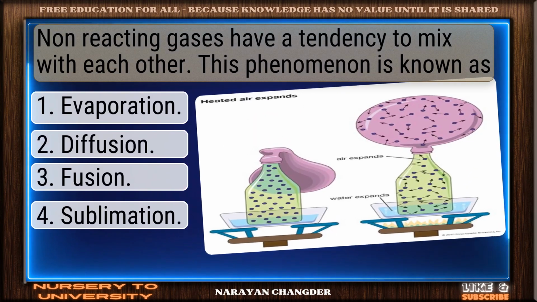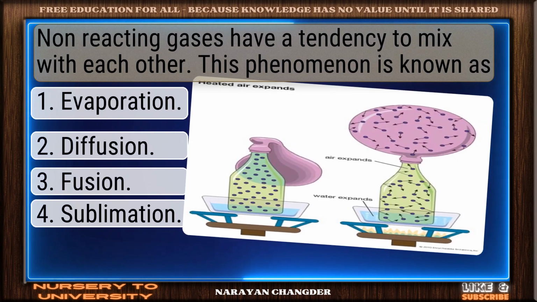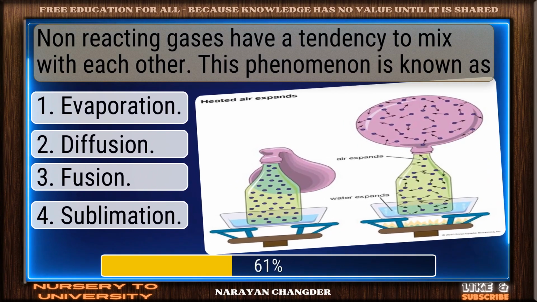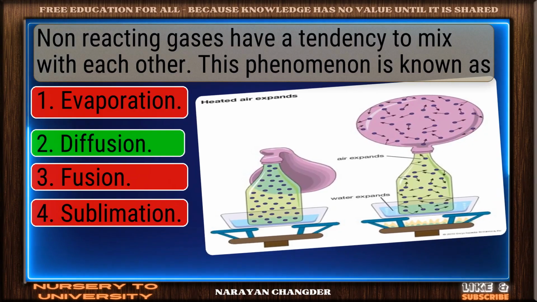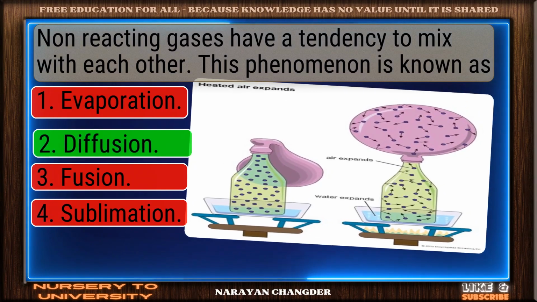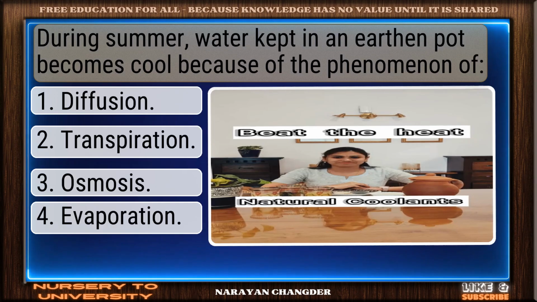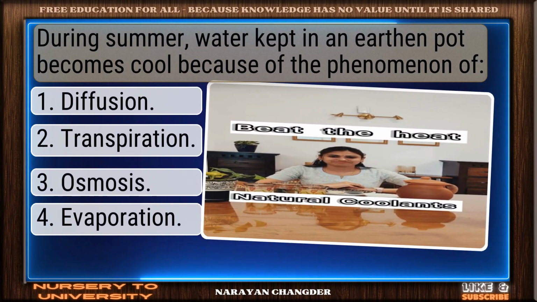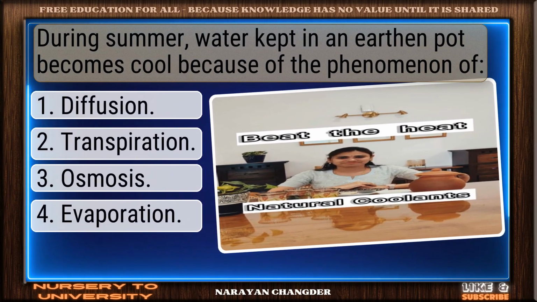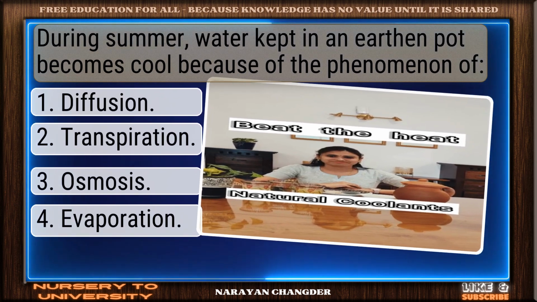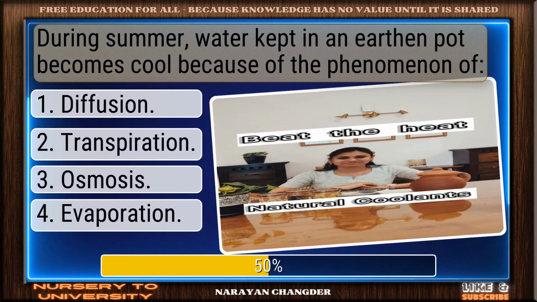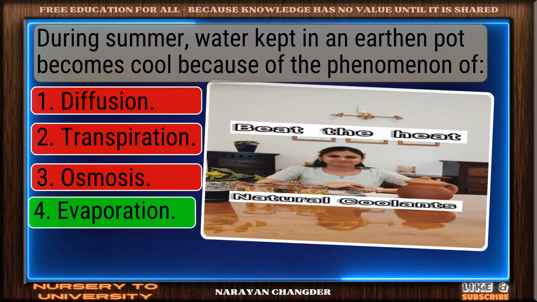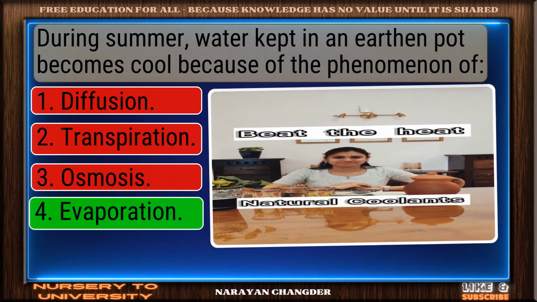Question number 17. Non-reacting gases have a tendency to mix with each other. This phenomenon is known as? Well picked. Diffusion is the correct answer. Question number 18. During summer, water kept in an earthen pot becomes cool because of the phenomenon of? Nice work. You chose evaporation, and it is correct.